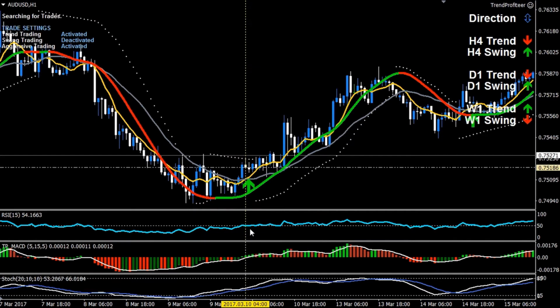The RSI is 50 or above. It's just sitting on 50 here, just a 0.2 above 50. The MACD must be above the 0 line, doesn't need to be green or above the signal line. It is in this case, but as long as it's above the 0 line, that's all that matters. And the white stochastic is above the blue stochastic. So that fulfills all of the rules of an aggressive trend trade buy.